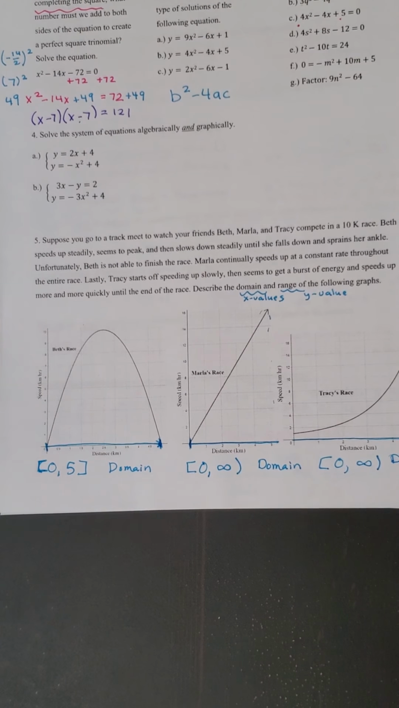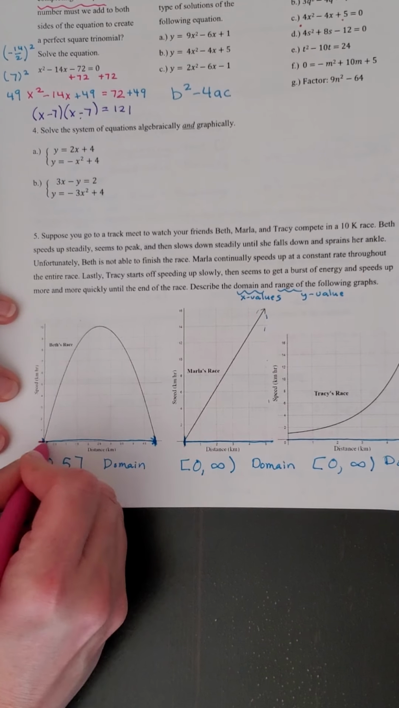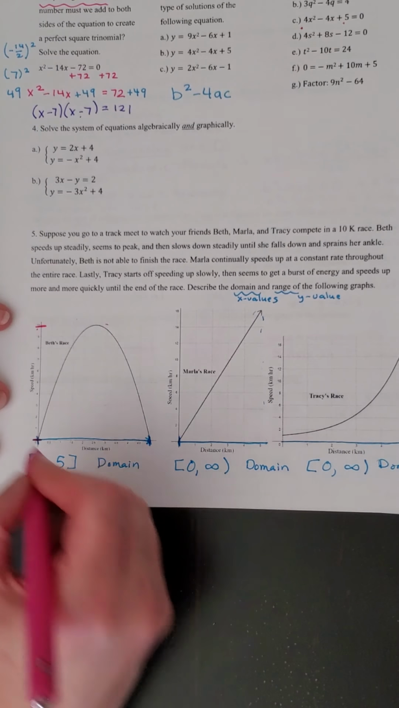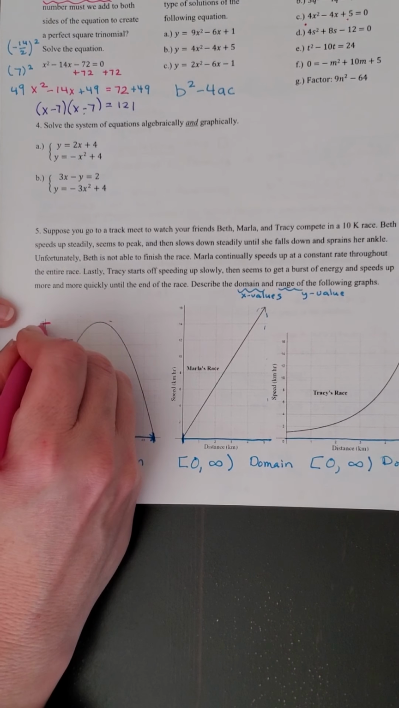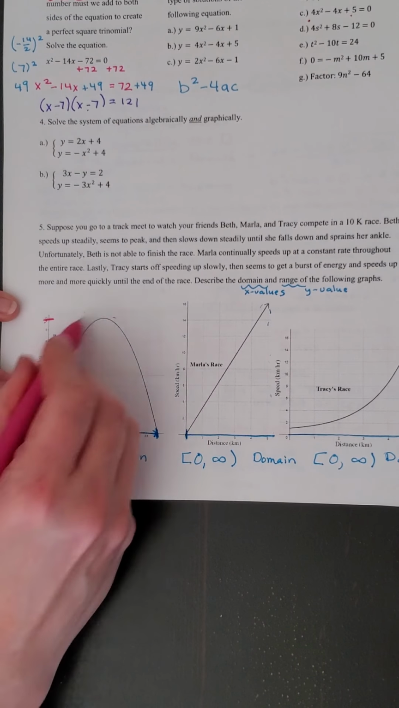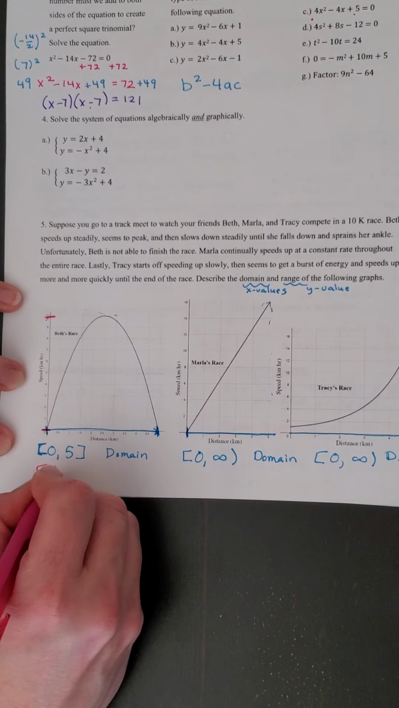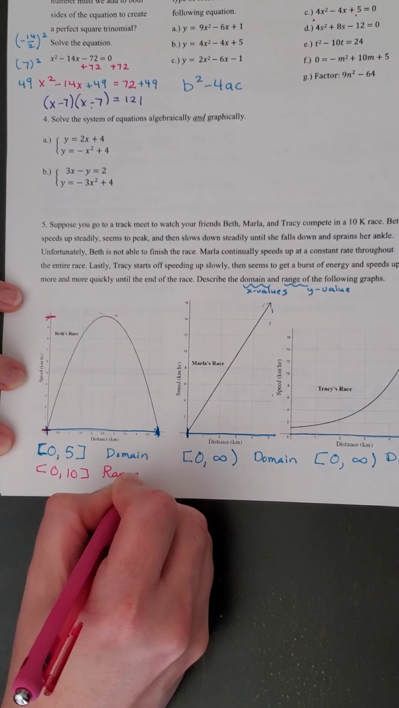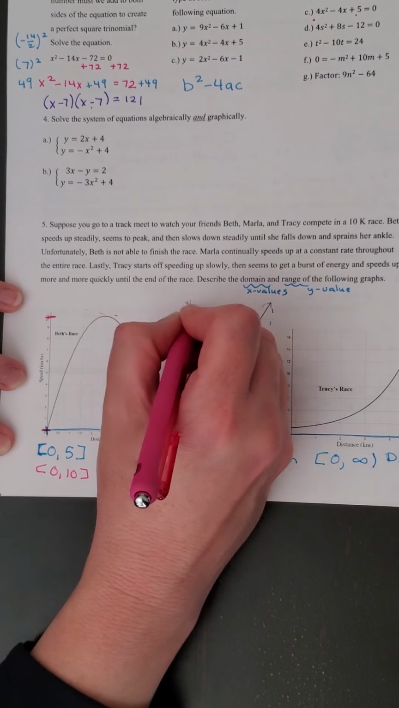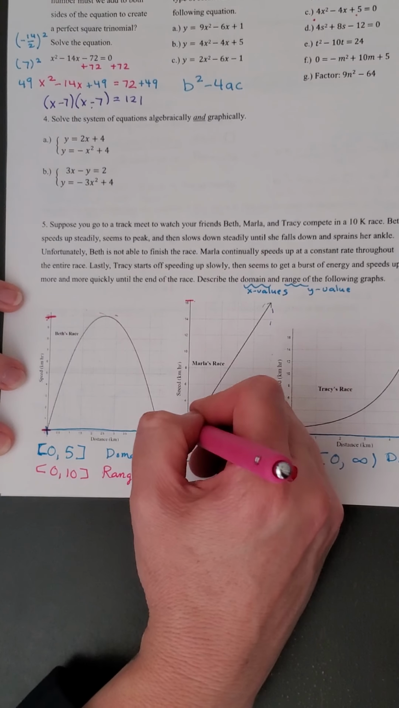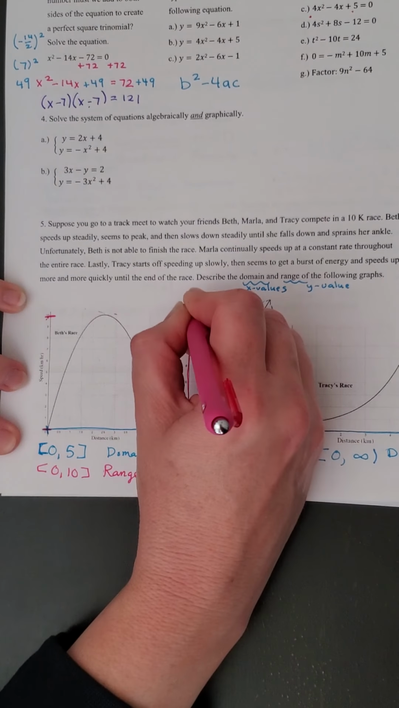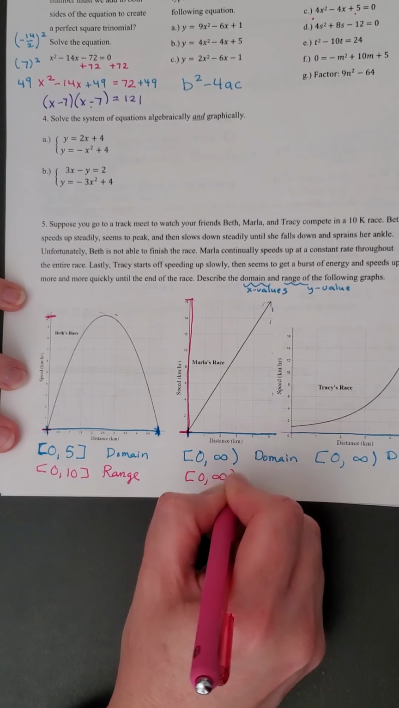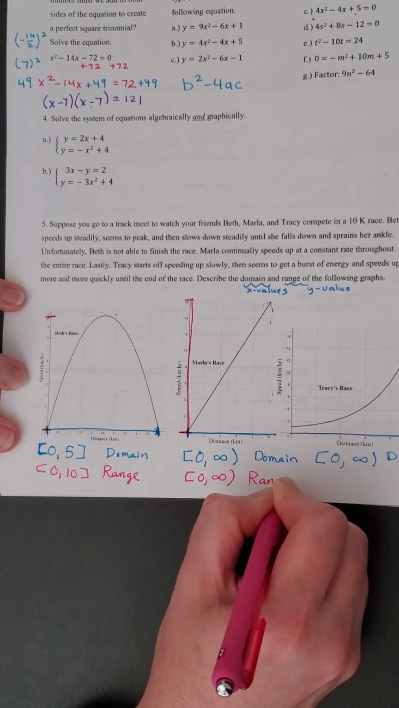All right, the range. The range is your y values, so you look at the lowest and the highest point on your graph. So this graph goes from 0 up to 10 and then goes back down again, so 10 is the highest point. So this graph has a range of 0 to 10. This graph starts at 0 and it doesn't stop right here, right? It's going this direction, but it's doing that forever. So we'd say from 0 to infinity for our range.